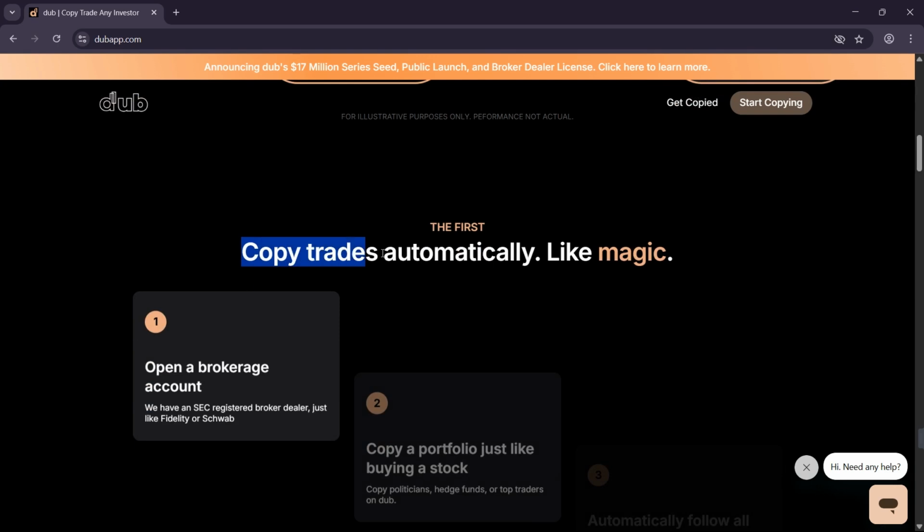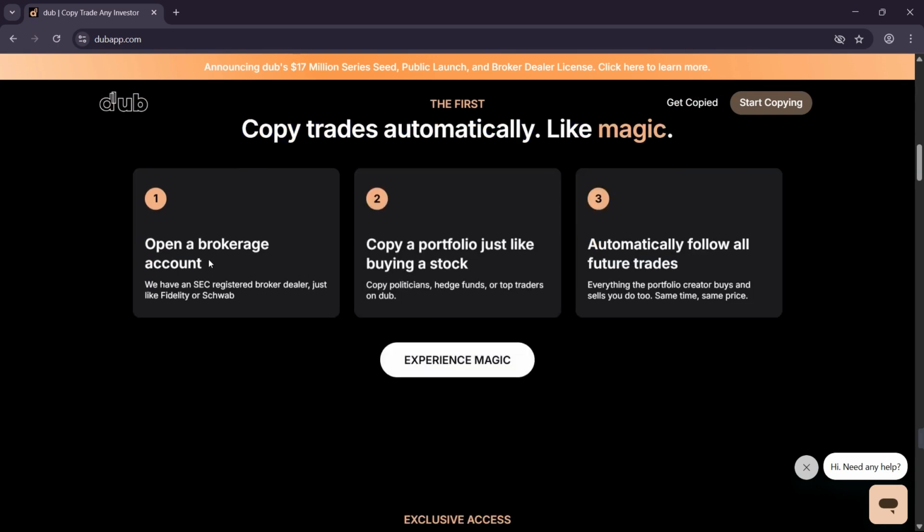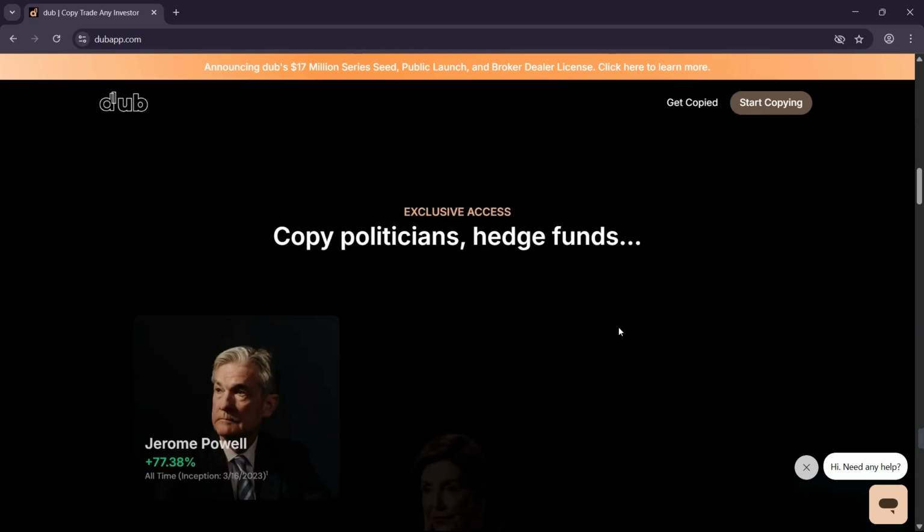One of the standout features of Dub is its transparency and trader analytics. You can view detailed performance stats of traders before deciding to follow them, including their win rates, risk levels, and trading history. This helps you make more informed choices and align with traders that match your risk tolerance.